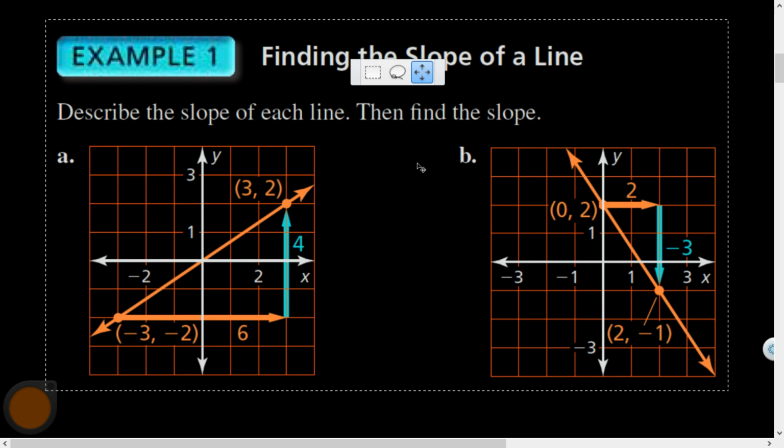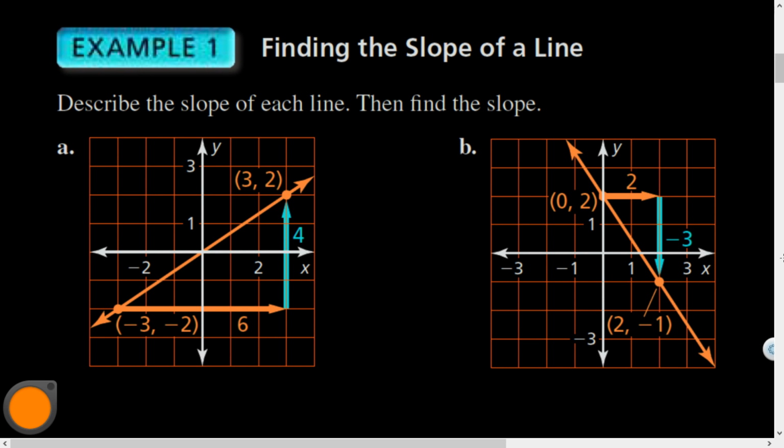All right, so let's do our first example. You guys got your little follow along packets. Here we go. It says describe the slope of each line, then find the slope. Let's talk about just positivity or negativity. Now slopes, as Mario runs to the right, is Mario going uphill or downhill for this problem? He's going uphill. So this is a positive slope.